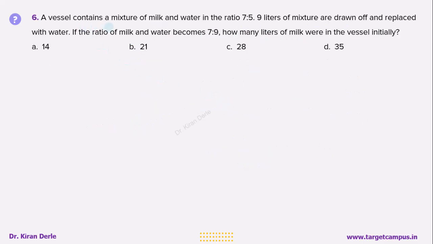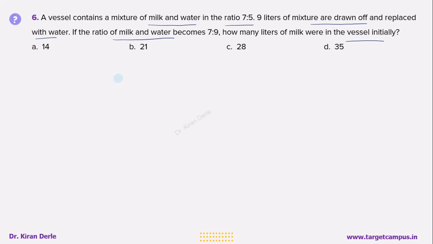A vessel contains a mixture of milk and water in the ratio 7:5. 9 liters of mixture are drawn off and replaced with water. If the ratio of milk and water becomes 7:9, how many liters of milk were in the vessel initially? We have already done this kind of question in mixtures, replacements, allegations, right?